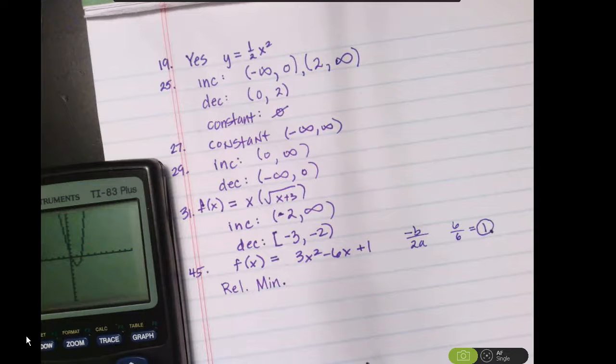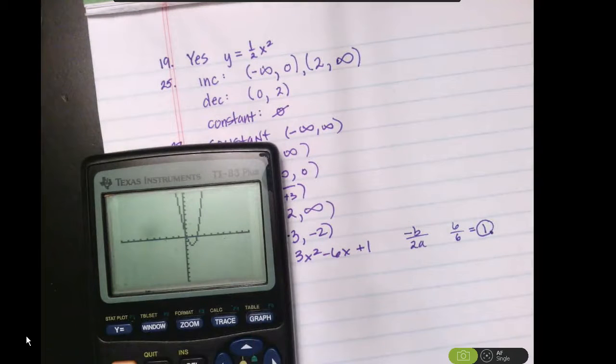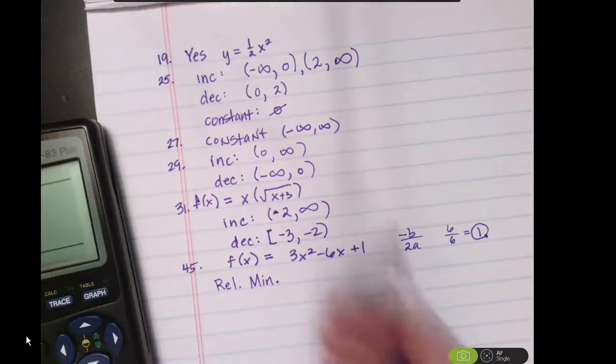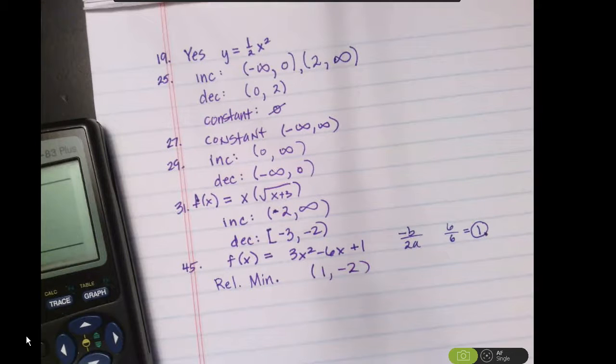and then to approximate it, I can just take 1 and plug it in, or I can go into my table and see where that function is when x equals 1, and I see that at 1 that function is at negative 2. So I'll say I've got a relative minimum at 1, negative 2. And that is all they ask for. So now let me look at number 47.